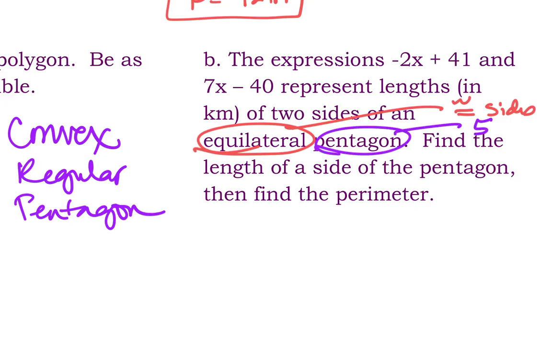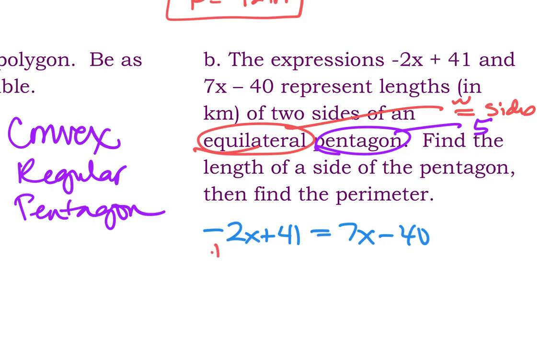5. It's the dodecagon, the decagon, the hendecagon, the nonagon, all the ones we hadn't seen before, the ones that we need to practice, right? So if this is an equilateral pentagon, how do we start solving for the side length? What do we have to do first? Equal the expressions. All right, so we're going to take negative 2x plus 41, and we're going to set it equal to 7x minus 40.